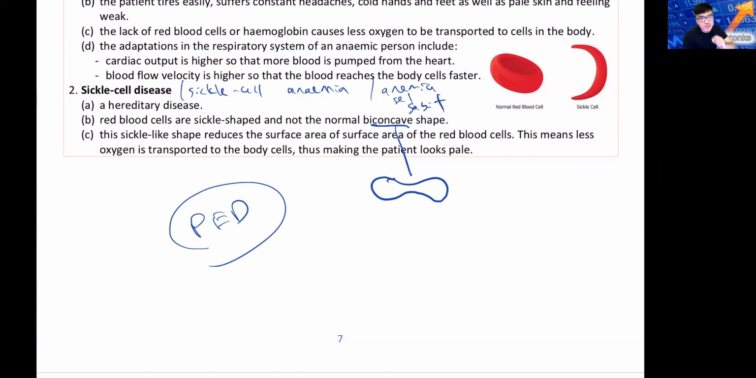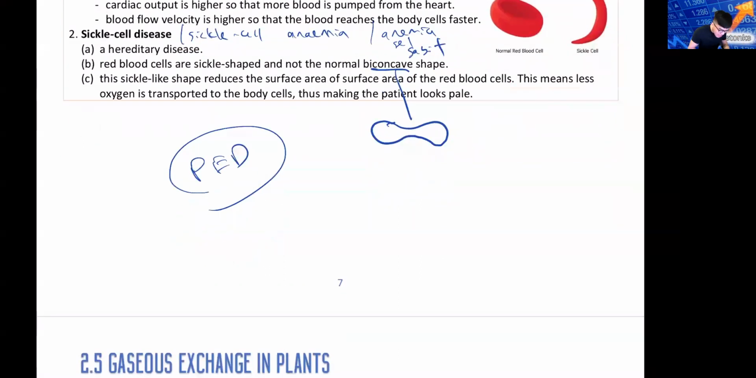Okay, so let's talk about performance enhancing drugs. What is a performance enhancing drug? As the name says, they are drugs that make you perform better in sports. Okay, basically cheating lah. Okay, so for example, for cyclists, okay, if you're a cyclist, okay.